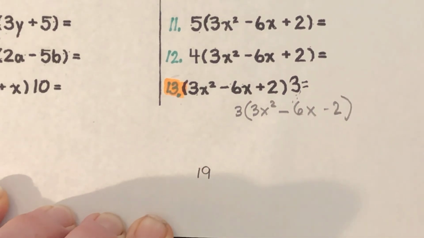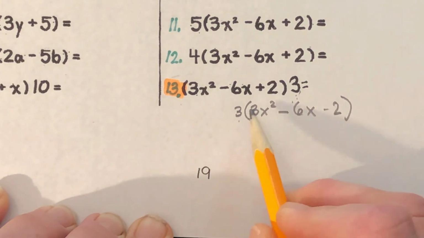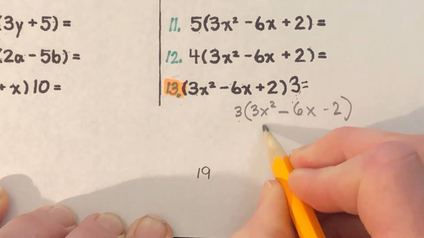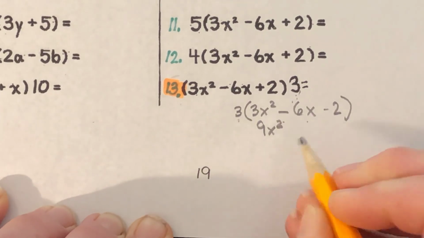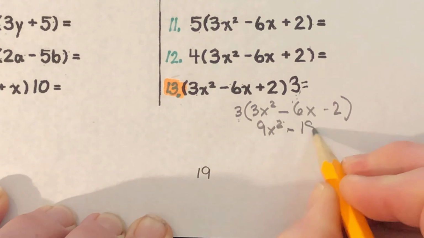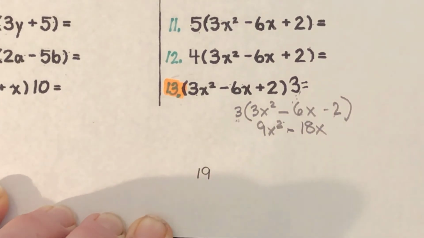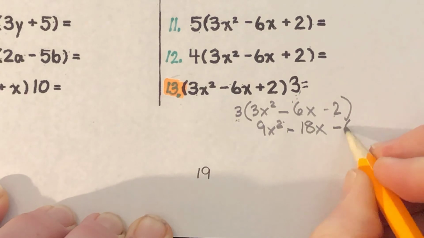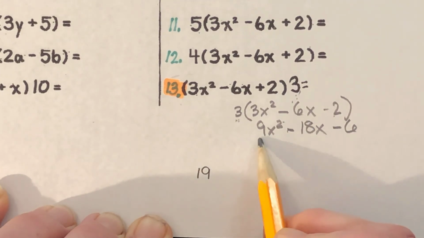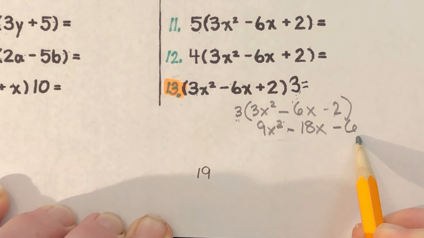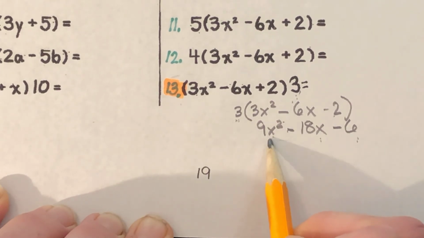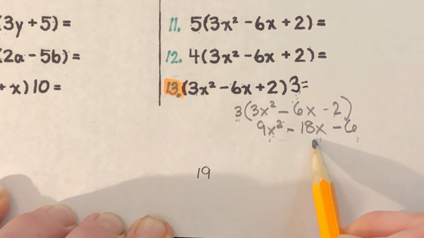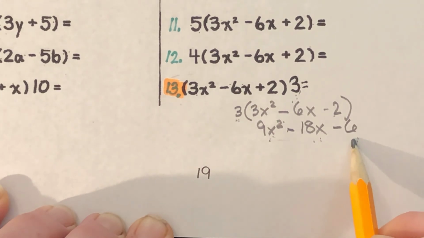So this is exactly the same problem. 3 times 3x squared, 9x squared. 3 times negative 6x is negative 18x. 3 times negative 2 is negative 6. And when you finish these, you're going to want to put them in the correct order. And you see that it's already in the correct order. When you have exponents with the same variable, you do the biggest exponents first, down to no exponents, and always, always, always the constant is last.